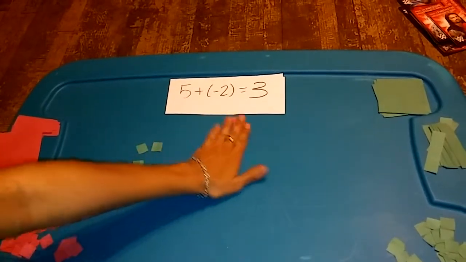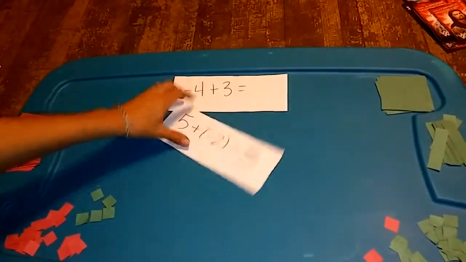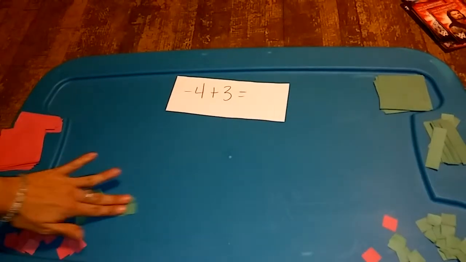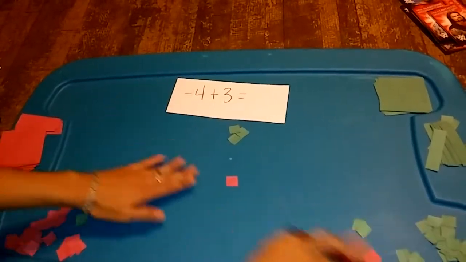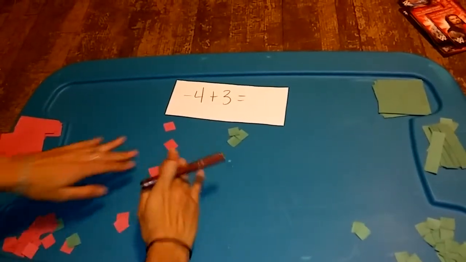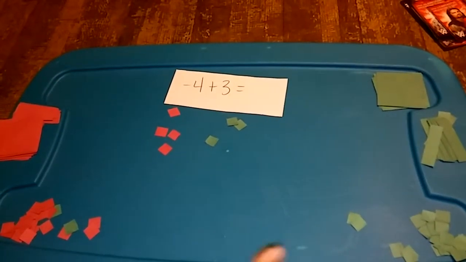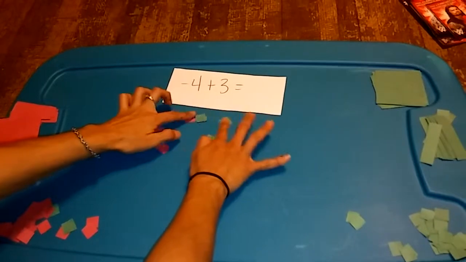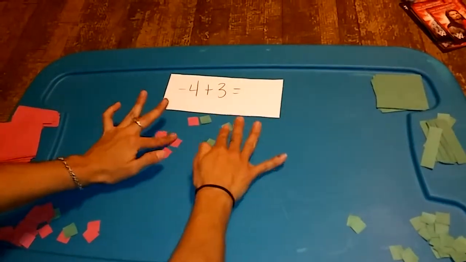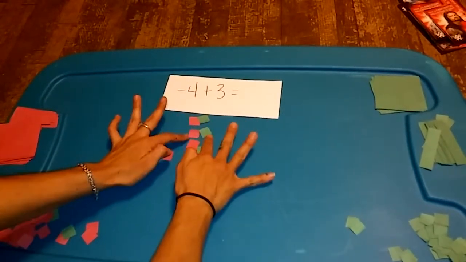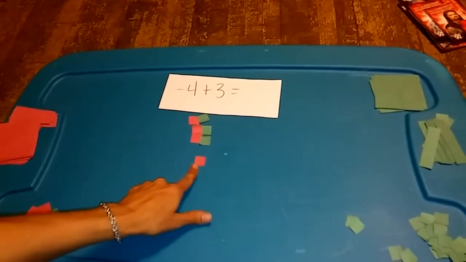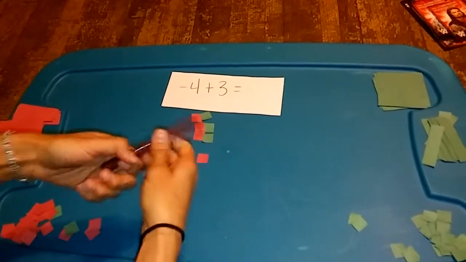All right, let's try one more variation. Our -4 and our +3. So let's get this problem out there. -4 and +3. Anytime we have a positive and a negative number added, we're going to create those zero pairs. Anytime we get a chance to, we're going to. So 0, 0, 0, those cancel out, and we're left with -1.